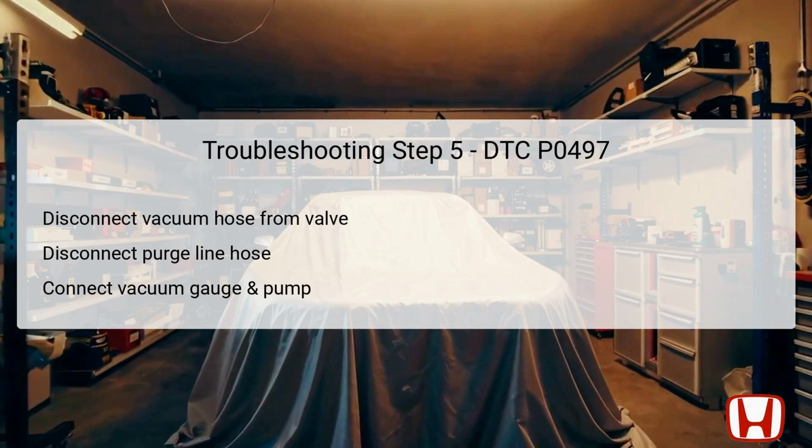Once the hoses are disconnected, a T-fitting should be connected to the purge line hose, which will allow for the attachment of a vacuum gauge and vacuum pump. The vacuum gauge, with a range of 0 to 30 millimeters per second, is used to measure the vacuum, while the vacuum pump will create the necessary vacuum pressure for testing the integrity of the EVAP system. This step is crucial for determining if a leak or blockage exists within the system.